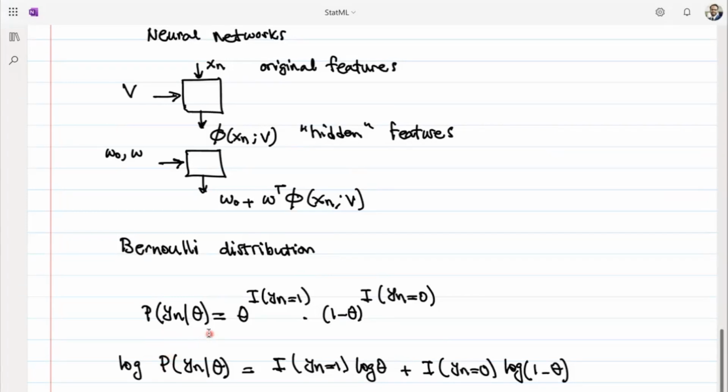So if you take the log of this, then you get the log of the first term, and that would be this indicator function log of theta, plus this indicator function of yn equals 0 times log of 1 minus theta. So that's your logarithmic function that you have here. And you can see how much easier it is to work with this because now you don't have to deal with these exponents. That's really the idea behind working with the log of the likelihood function.